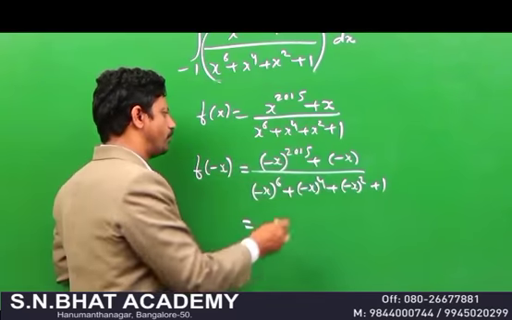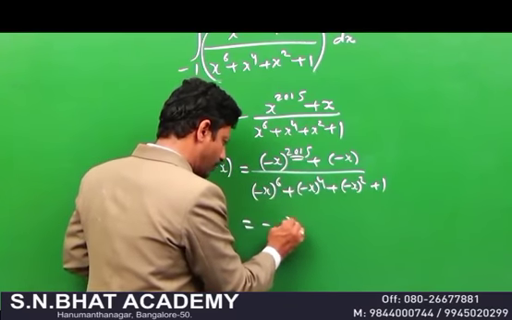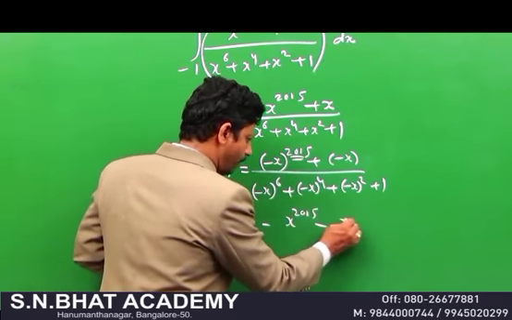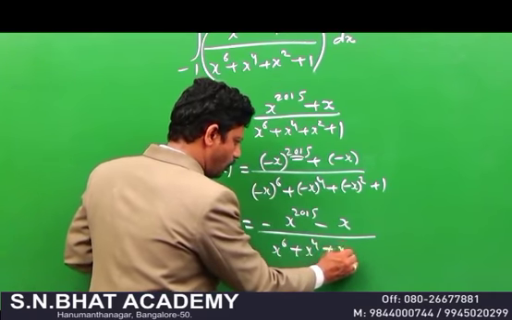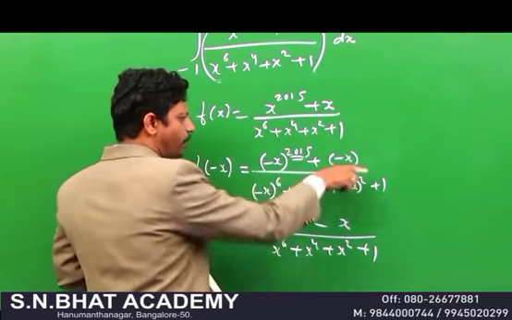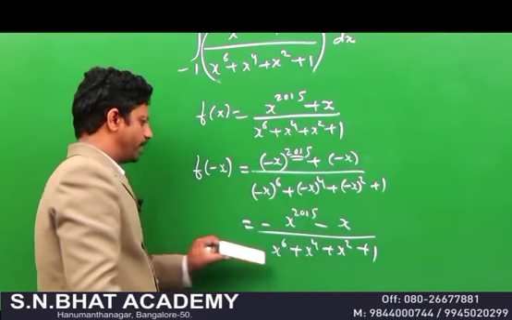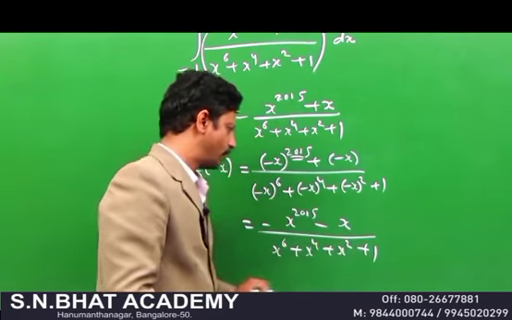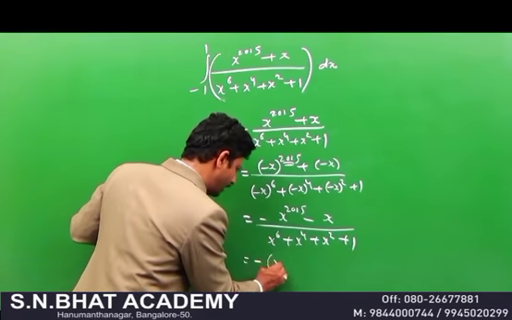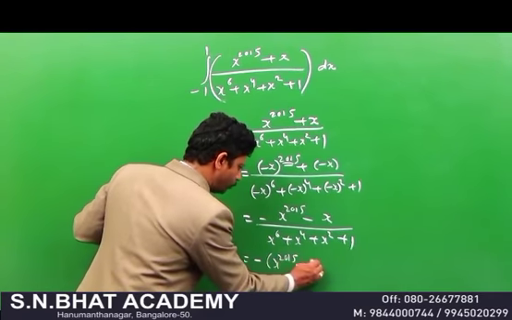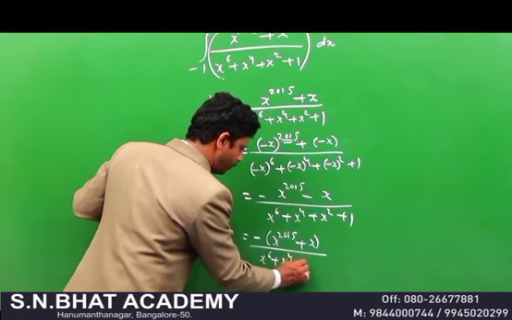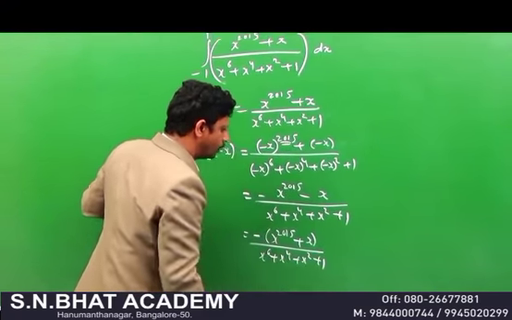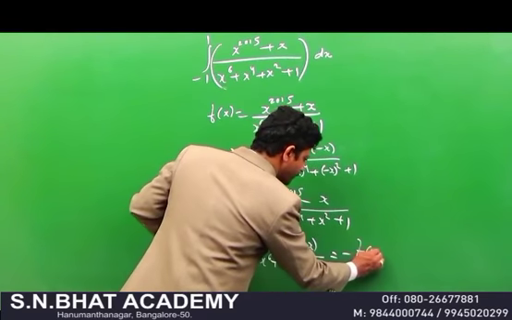Minus x to the power of 2015, the power is an odd number, therefore it becomes minus x power 2015, minus x, divided by x to the power of 6 plus x to the power of 4 plus x square plus 1. Here all the powers are even numbers, therefore we get x to the power of 6 plus x to the power of 4 plus x square plus 1. Now we can take out minus sign, we get minus of (x to the power of 2015 plus x) divided by (x to the power of 6 plus x to the power of 4 plus x square plus 1). Therefore it is minus of f of x.